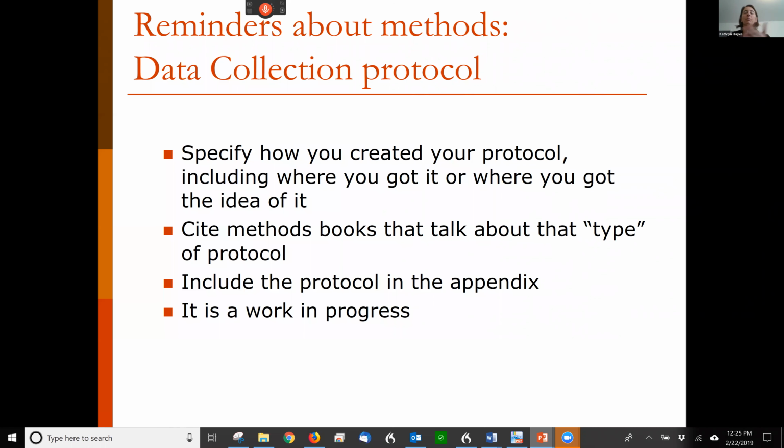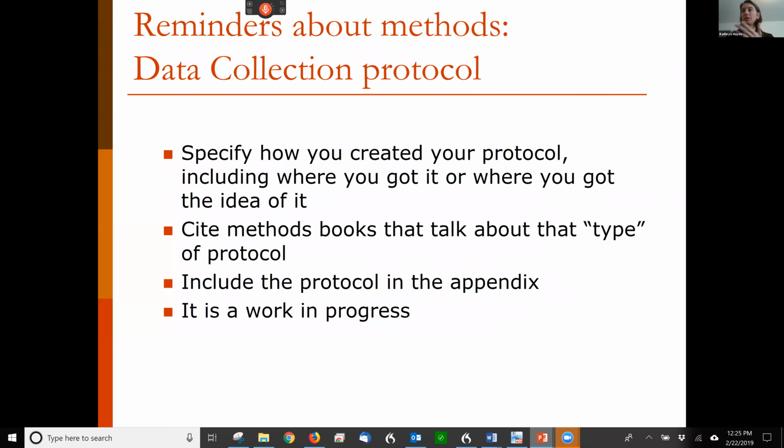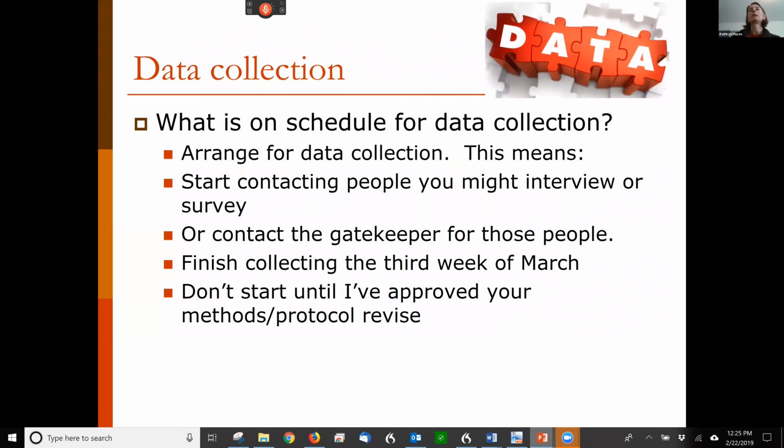Your protocol is always a work in progress. You'll continue to revise it and hopefully use it for your dissertation. I recommend revising it each time you actually do the data collection. Speaking of data collection, you will be starting to collect data in the next couple of weeks. Don't start until I have finished.